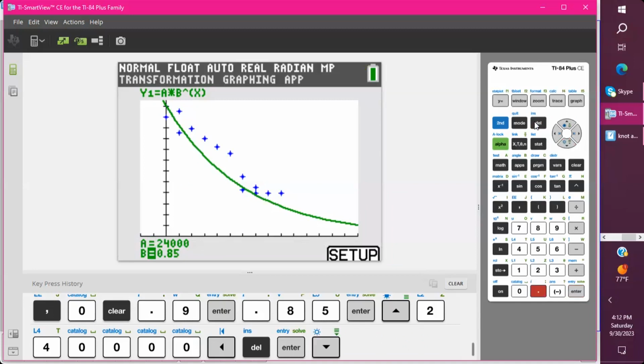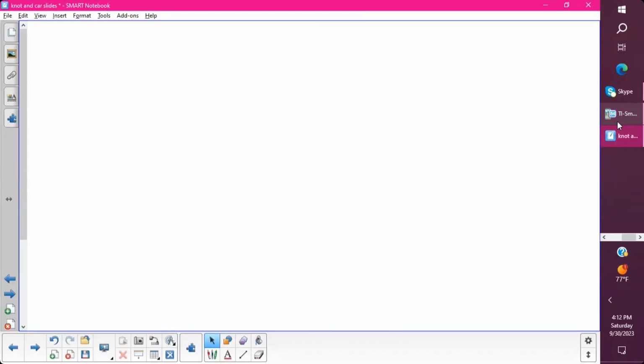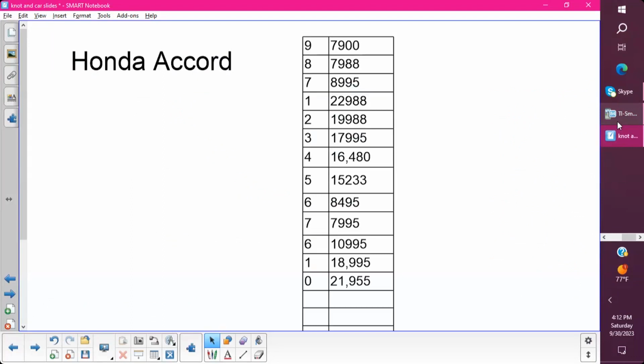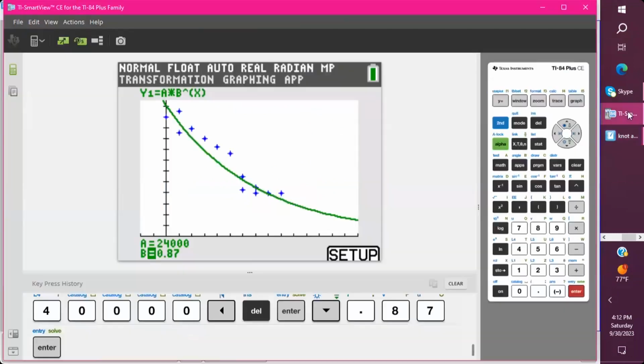And what I like again about the transformation app is I'm doing this all on the same screen. I can adjust my numbers and see immediately what it's doing for my graph. So if I quickly go back to my presentation here, oops, okay. I thought I had, I guess I didn't, pictures of what the graph looks like.